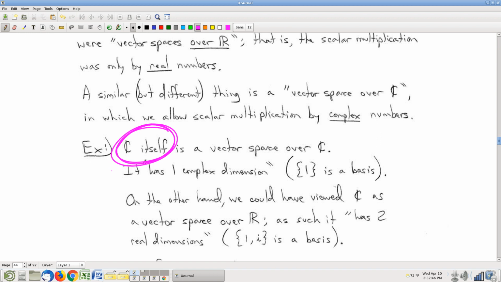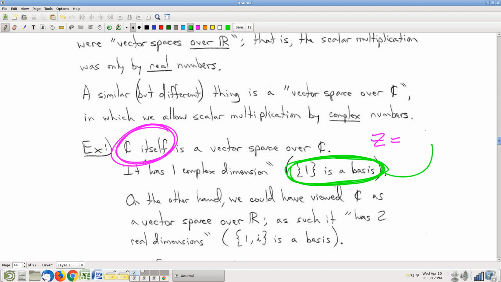Here's what I mean by that. Here is a basis, I claim, and I will justify it momentarily. There is a basis for the complex plane. I claim that any vector in the complex plane, of course, is just a complex number. Let's call it Z. That, I claim, is a scalar multiple of this basis vector.